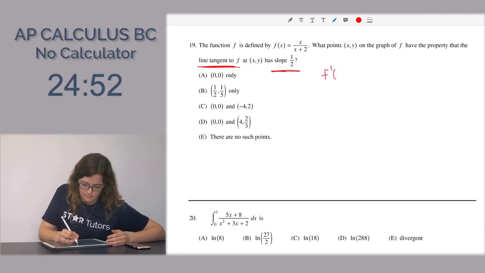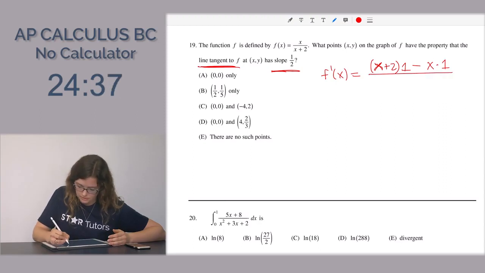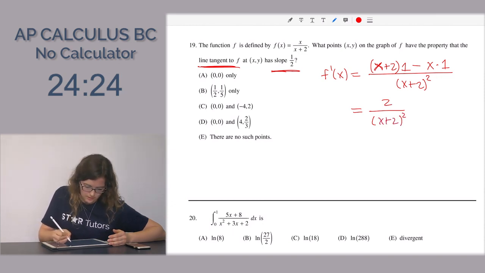So I've got f prime of x is equal to, quotient rule. The way I remember is low d high, low, the derivative of the top is 1, minus high d low, so high is x, the derivative of the bottom is 1, all over the square of what's below, so x plus 2 all squared. All right, so on the top I've got x plus 2 minus x, so I just get 2 over x plus 2 squared. And I want to know where the derivative is 1/2.